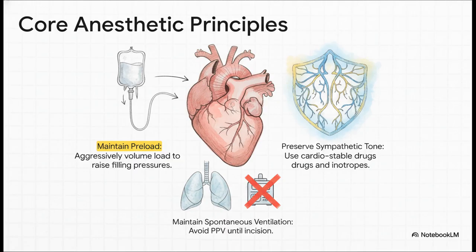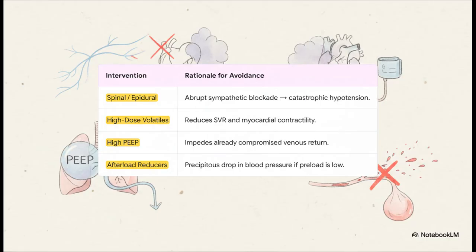Second, preserve that sympathetic tone. Choose your drugs wisely and be ready with pressors and inotropes. And third, and this is so critical, keep the patient breathing on their own for as long as you possibly can. That switch to positive pressure ventilation before the chest is open can be the thing that causes a complete arrest. And just as important as what to do is what not to do.